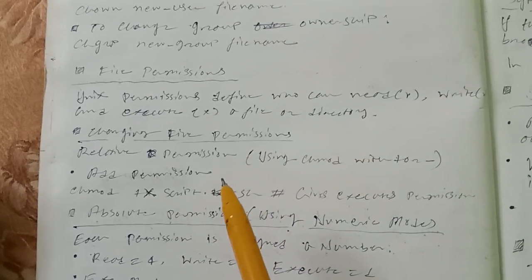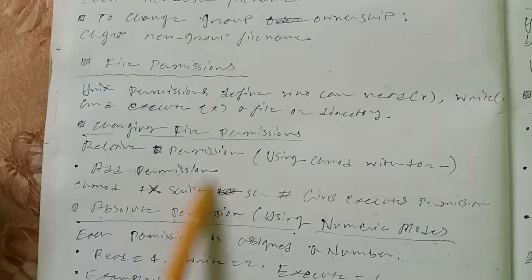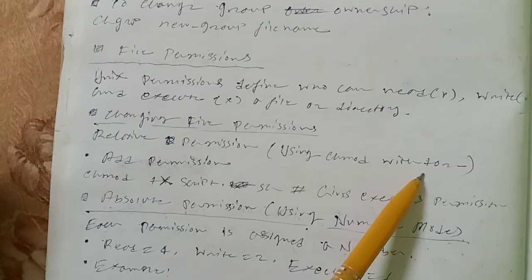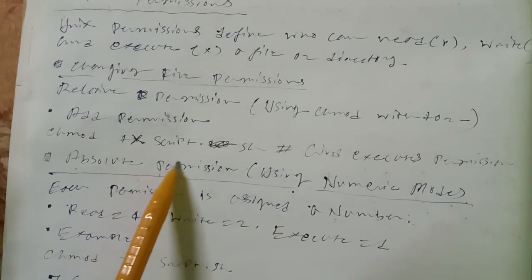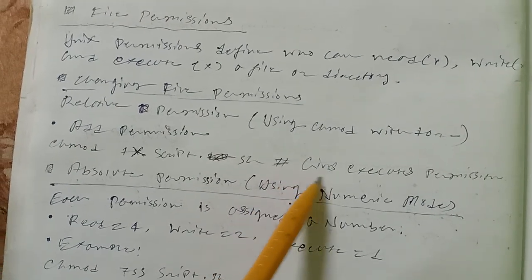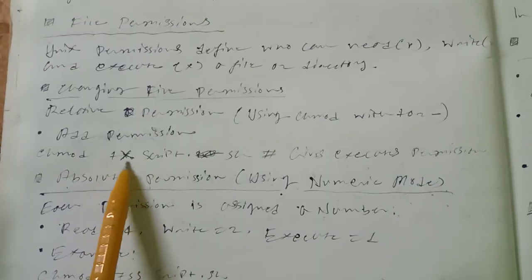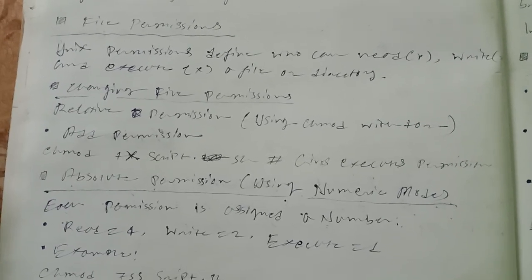Then changing the file permissions. How can you change the file permission? You can use relative permissions. Relative permission means using chmod with plus or minus. Then add permission: chmod +x script.sh gives execute permissions.